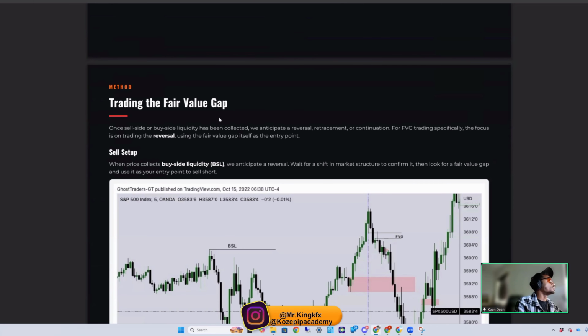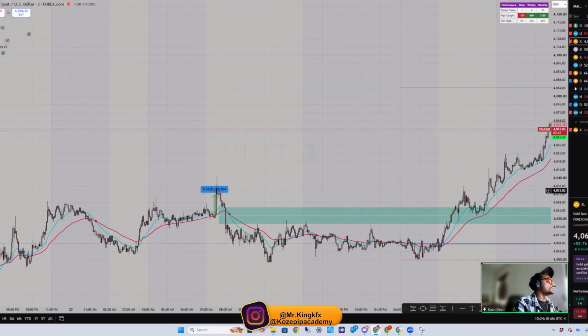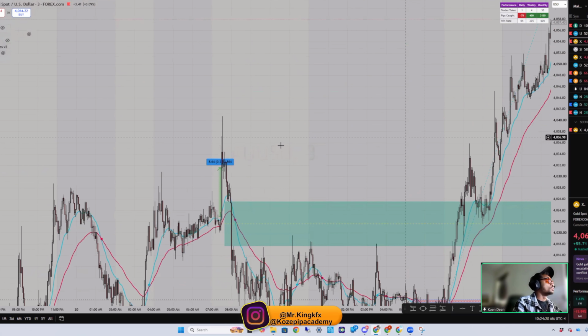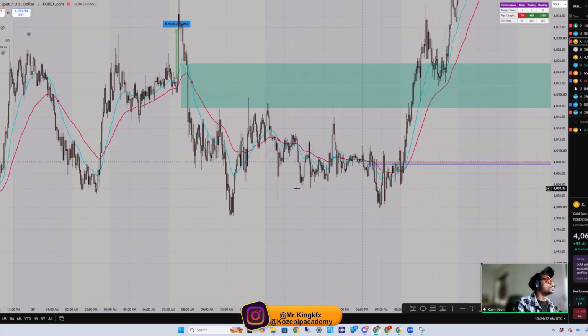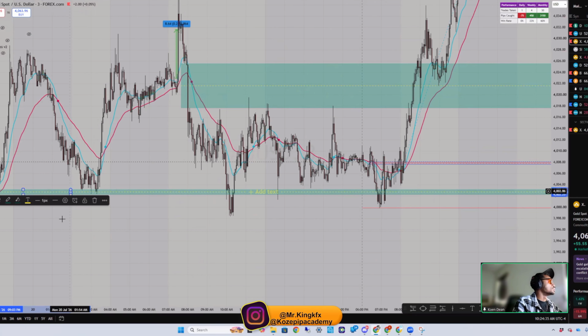So fair value gap, right? Trading the fair value gap: once sell side or buy side liquidity has been collected, we anticipate reversals, retracements, or continuations, right? So like I said over here, this would have been an example of what? Well, this one wouldn't have been. This one would have been though. This would have been an example of sell side liquidity getting swept. I want to use this one, it's a little bit better.